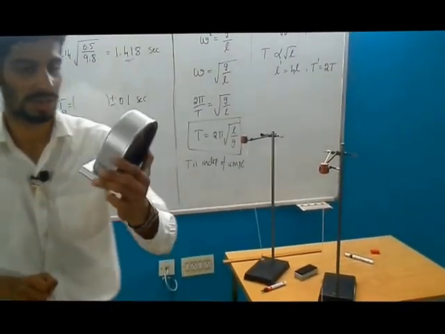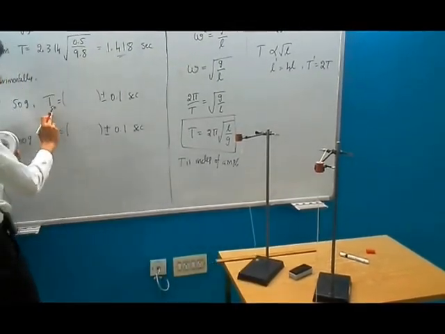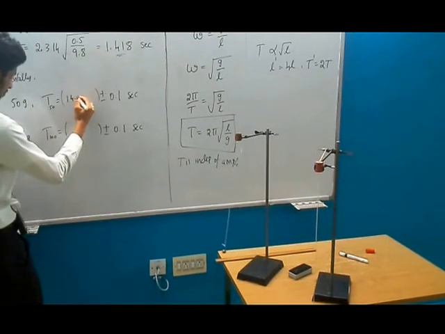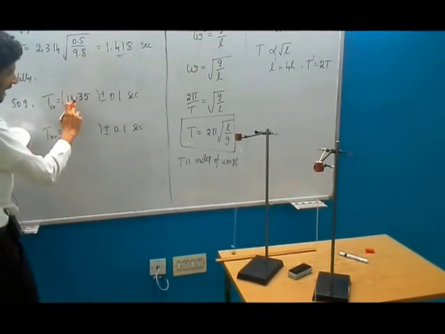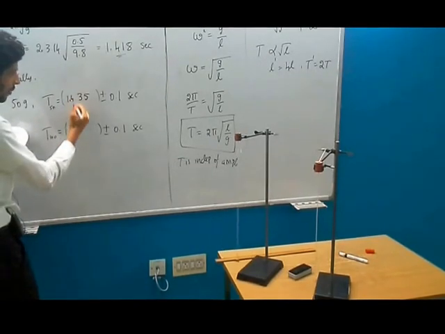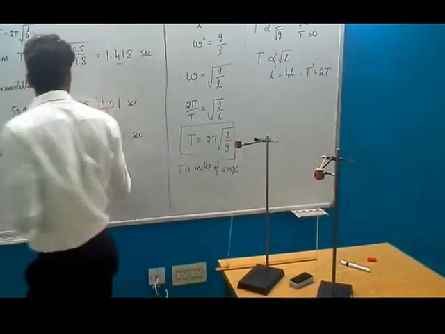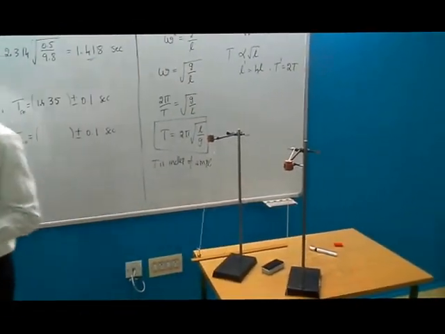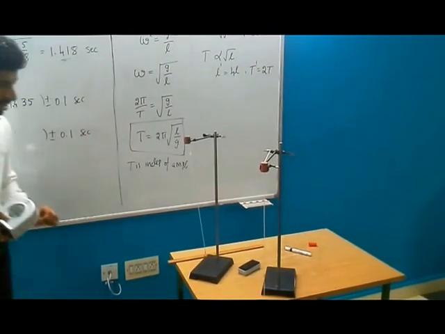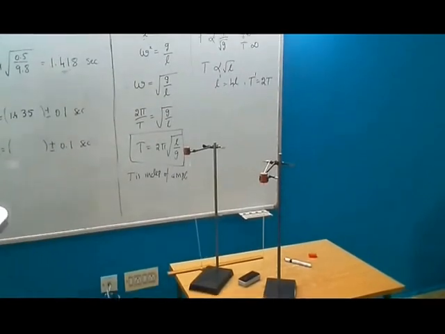14 seconds, 35 milliseconds. I got 14.35 for 50 gram, and that is for 10 oscillations. But I want the time period for one oscillation. That is 1.435 seconds, within the experimental error. Next, I'm going to find the time taken for 10 oscillations for double the mass, that is for 100 gram.